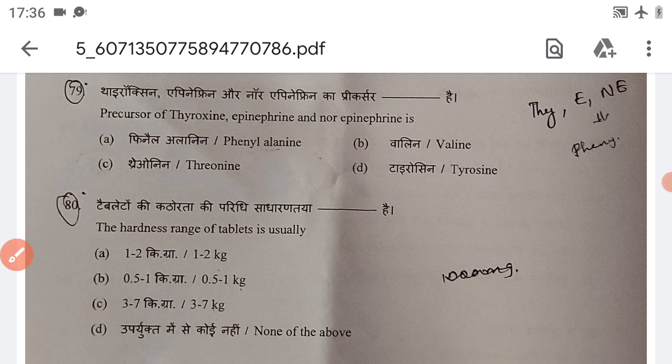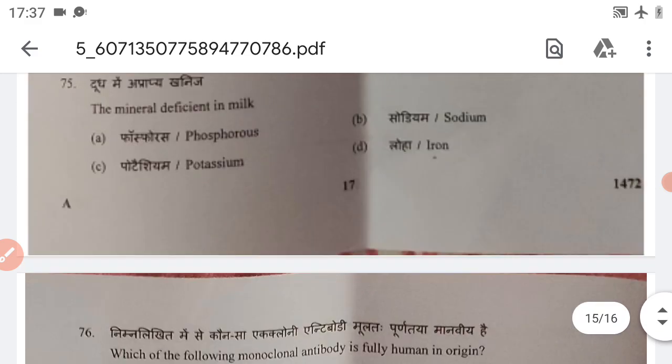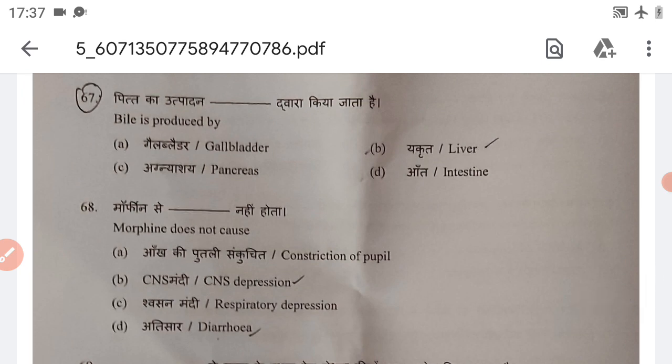So that's all the questions. We solved the ISRO Pharmacist exam. In comments you tell how easy or hard this exam was. So you tell in comments. So these are all the questions we discussed.